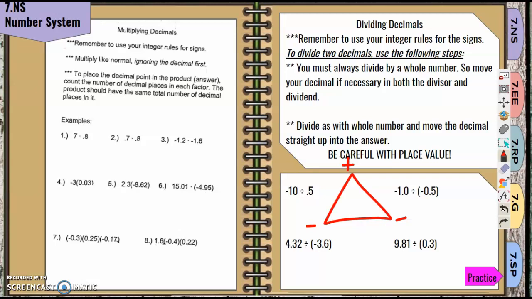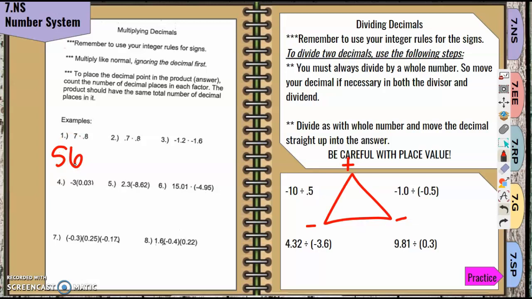certainly do that. All right, once you use your integer rules, you know if your answer is going to be positive or negative. If the product's when you multiply, you know if it's going to be positive or negative. Multiply like normal, ignoring the decimal first. So for number 1, I have 7 times 8/10. Well, I know that a positive times a positive is a positive. 7 times 8 is 56.